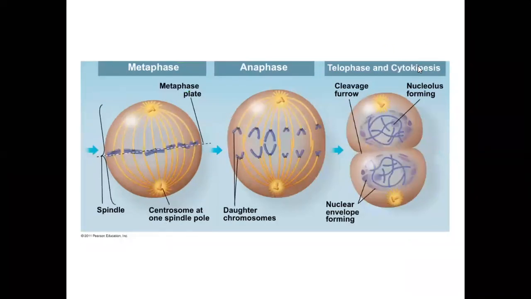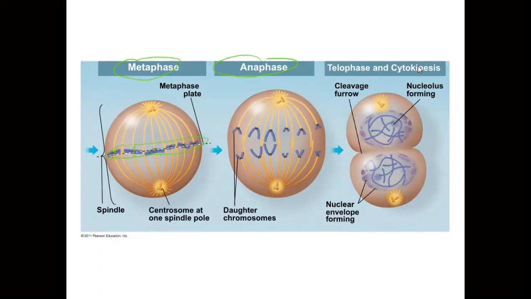Okay, next we have the metaphase. For the metaphase, as you can see, the mitotic spindles are already fully formed. The chromosomes would align at the metaphase plate, and the kinetochores of the sister chromatids would face the opposite poles of the spindle. Of course, this is in preparation for the next stage, which is the anaphase.